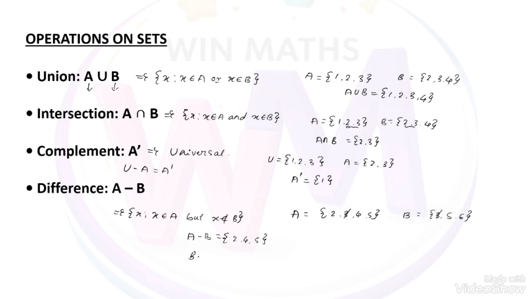Then what about B minus A? B minus A will be the elements which are present in B only. That is 6. So A minus B and B minus A are not equal. A minus B is not equal to B minus A. These two are unequal sets. So these are the operations: union, intersection, complement and difference.